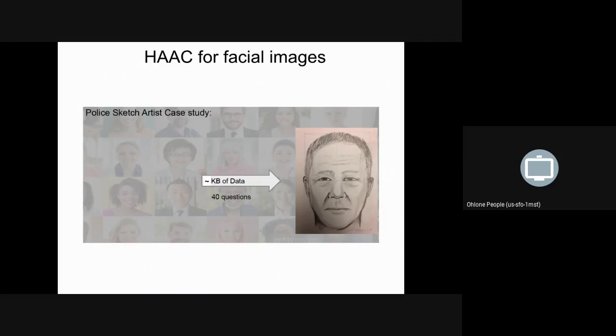So we also talked with a sketch artist at Stanford. First time I'm not kicked out, I come to a police station for the right reasons. We talked with a police sketch artist and looked at their protocol for reconstruction, and they have a multiple choice sequence of questions that you can easily convert to a compressor. You can easily see that with 1 kilobyte of data, you can get a very exquisite reconstruction of someone's face.